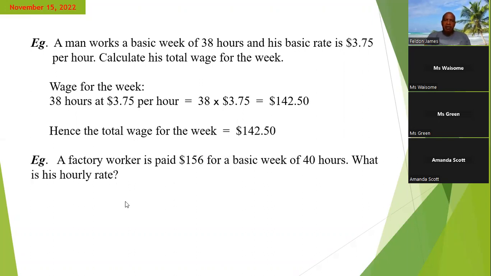Here we have now a factory worker is paid $156 for a basic week of 40 hours. What would be the hourly rate? So here now we are given the basic week. That means the basic week is 40 hours, and you're given the pay for the week. So the pay for the week is $156. And now from that, you're to determine what the hourly rate would be. Can somebody tell me how you'd go about doing this calculation?